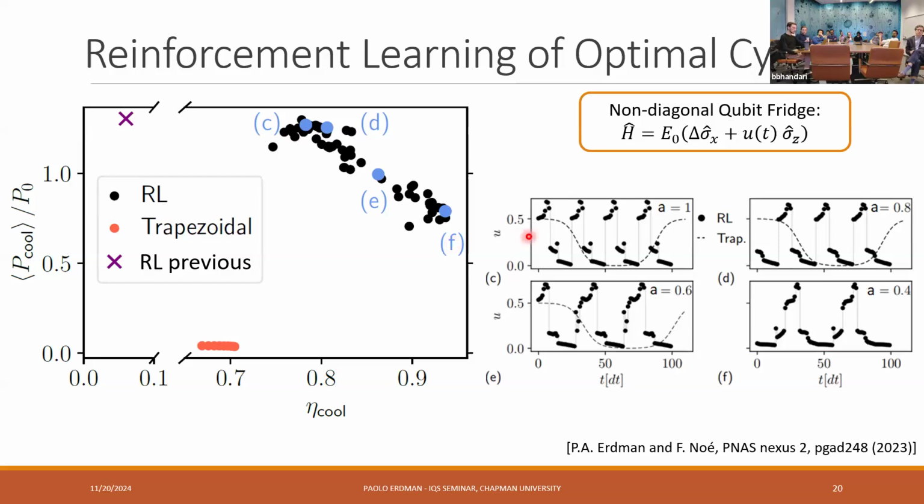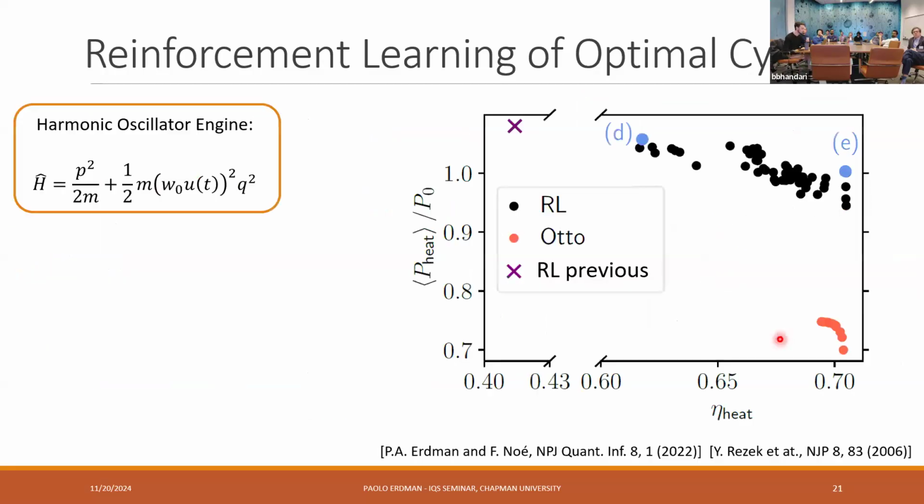And to give an example, these are some cycles that were found, like this is the one that you have at maximum power, which oscillates pretty fast. And as you move here to solutions with higher efficiency, we go here to protocols that are slower and slower, which makes sense. If you want something more efficient, the cycle should be more adiabatic in some sense.